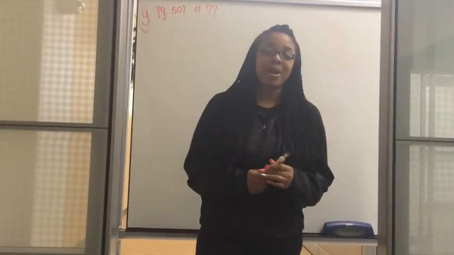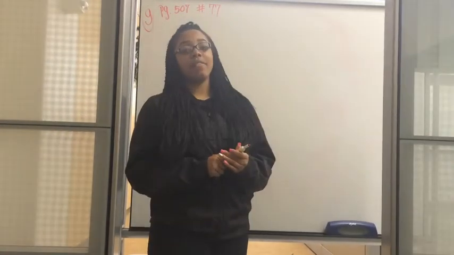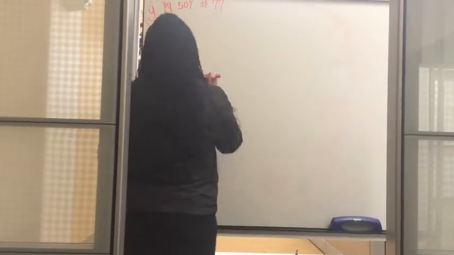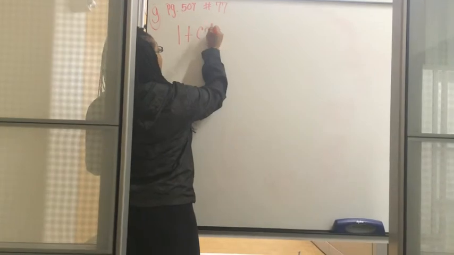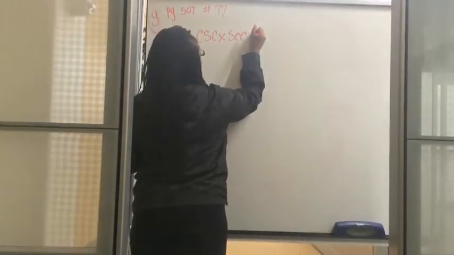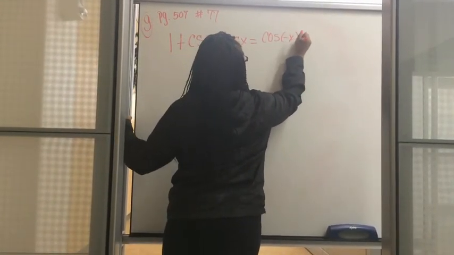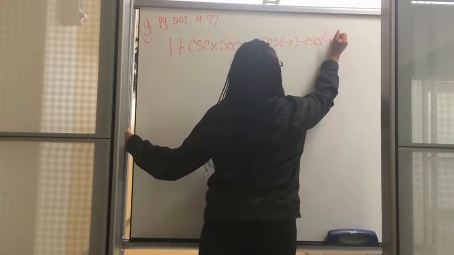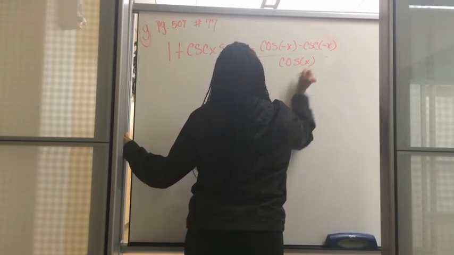So me and my partner worked problem G out together, which was page 507, number 77, but she was nervous, so I decided to film. So it was 1 plus cosecant x times secant x is equal to cosine negative x minus cosecant negative x all over cosine x.